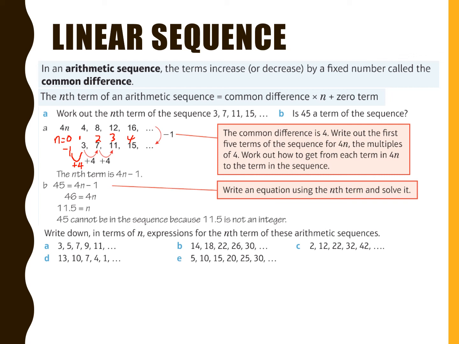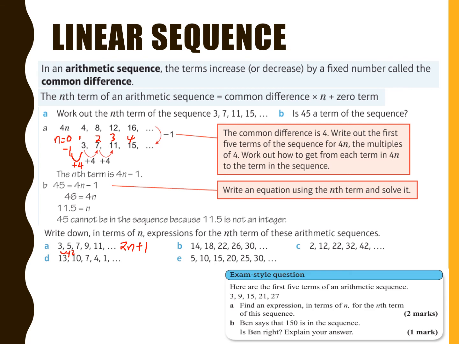Okay, write down in terms of n expressions for the nth term of these arithmetic sequences. So if I was to do this, I know it's going up by 2. So it's plus 2, plus 2, plus 2, plus 2. So it'll be 2n for me. And then what do I need to do to 2n to get to 3? Plus 1. And that is my expression. So try and do the rest.